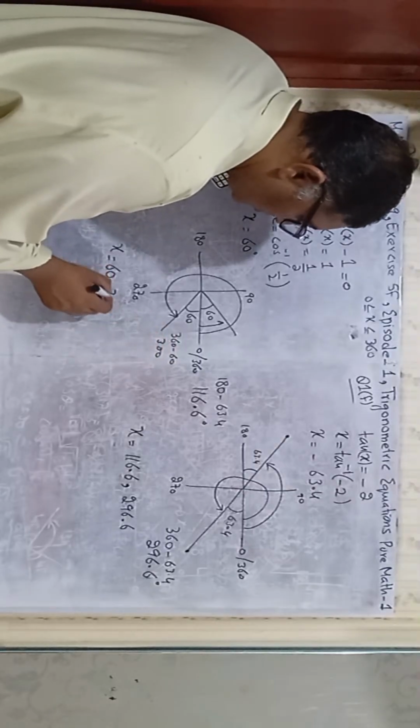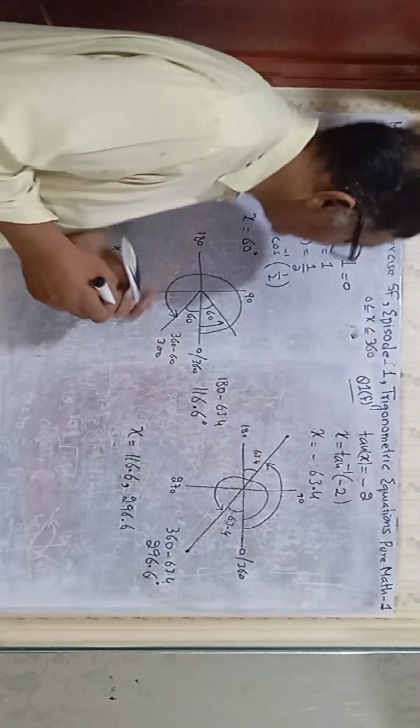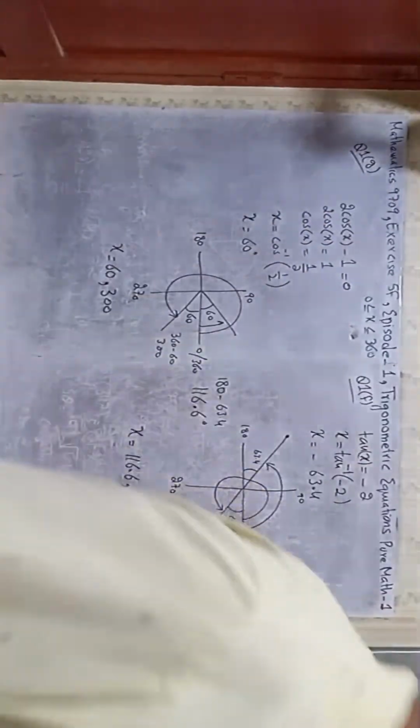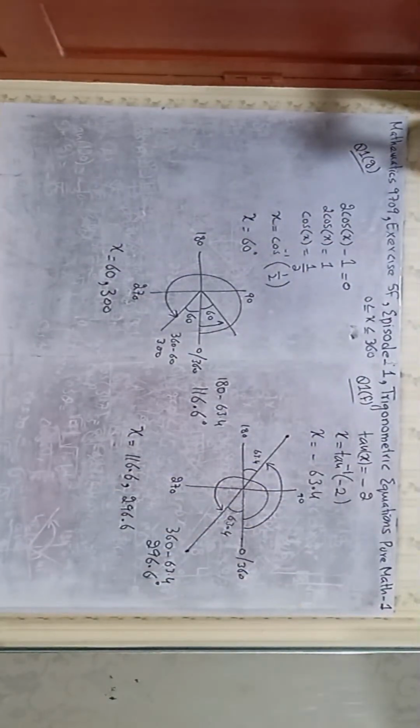So I got 2 answers from 0 to 360, where 2 cos x minus 1 equals 0. So it is at 60 and 300. So let's check the answers, sir. 60 and 300. The answers are right, sir. So this is how you do question number 1, part G.